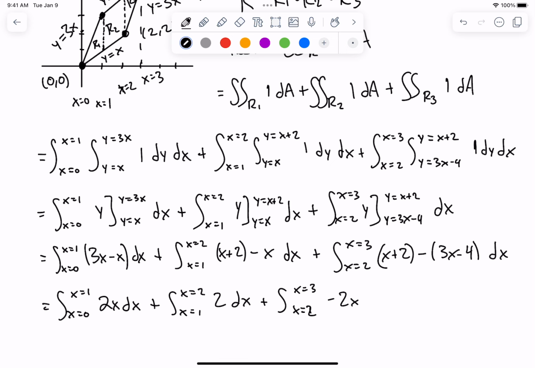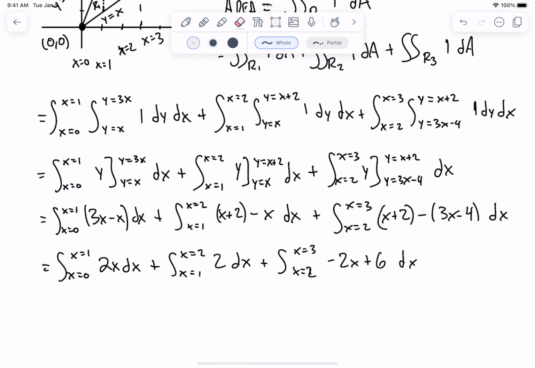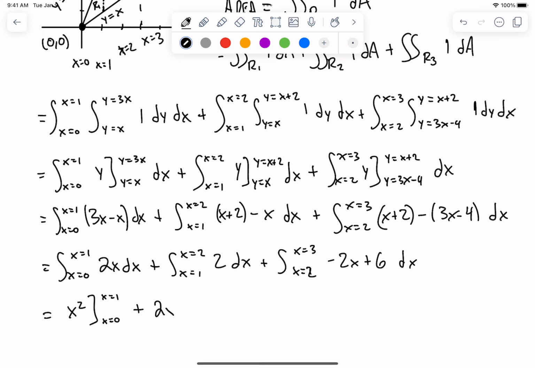So here I'm just combining like terms. Right, note the double negative on the 4. This actually becomes plus 6. Easy place to make a simple mistake. Right? Now, antiderivatives, right? So this is going to be x squared from 0 to 1. This is going to be 2x from 1 to 2. This is going to be negative x squared plus 6x from 2 to 3.